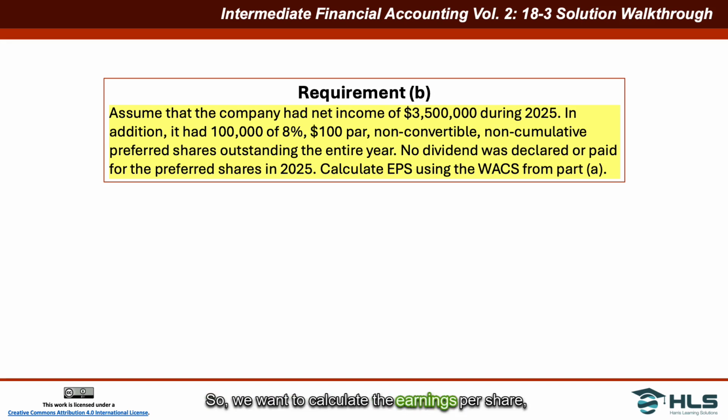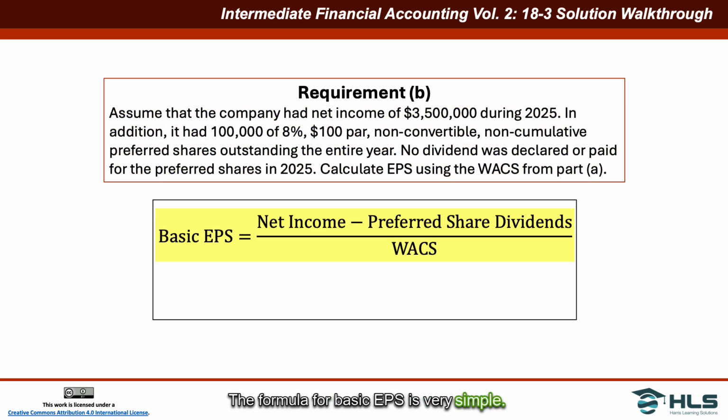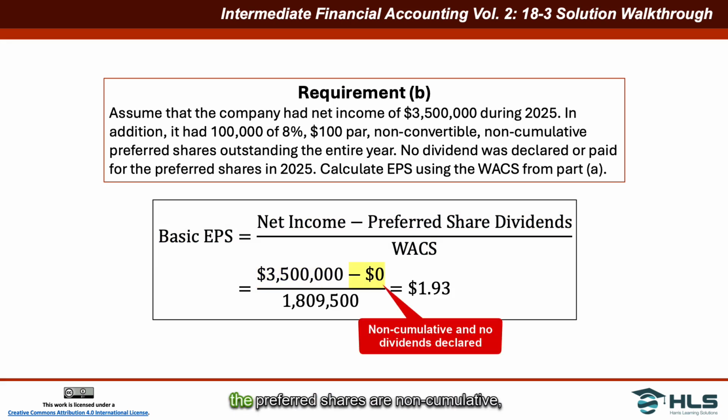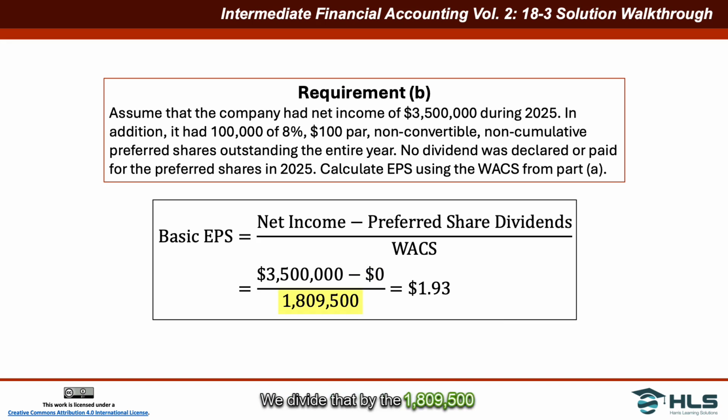So we want to calculate the earnings per share, or EPS, using the weighted average number of common shares from Part A. The formula for basic EPS is very simple. Net income minus preferred share dividends divided by the weighted average number of common shares. So we'll take the $3,500,000, and because in this situation the preferred shares are non-cumulative and no dividends were paid in 2025, we're going to subtract 0. There are no preferred share dividends to include. We divide that by the 1,809,500 weighted average number of common shares. This results in basic EPS of $1.93.